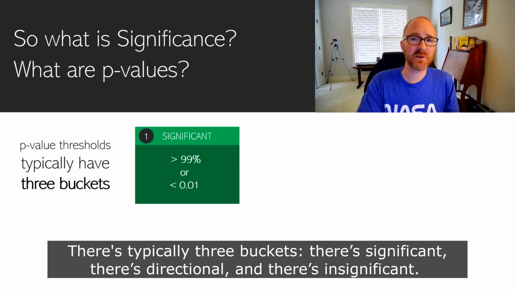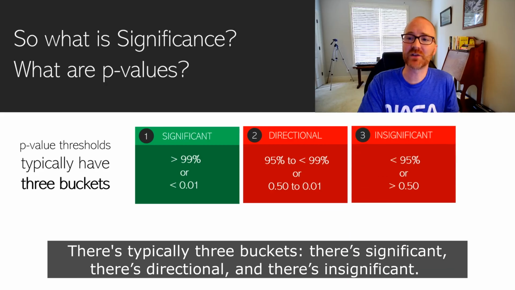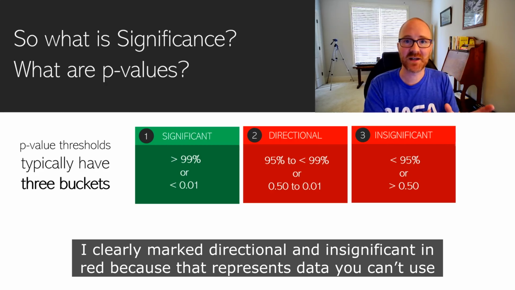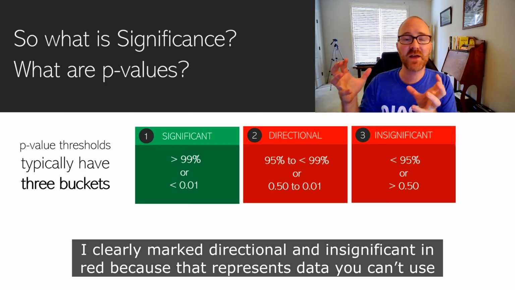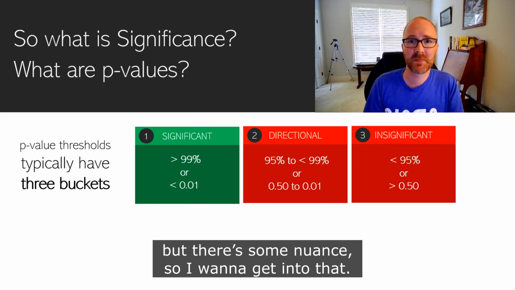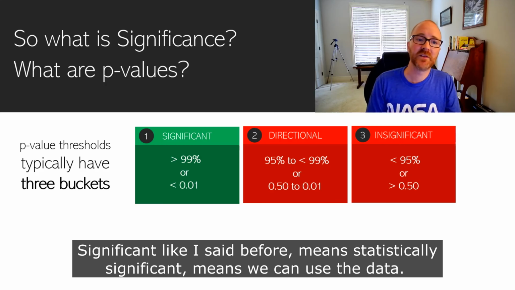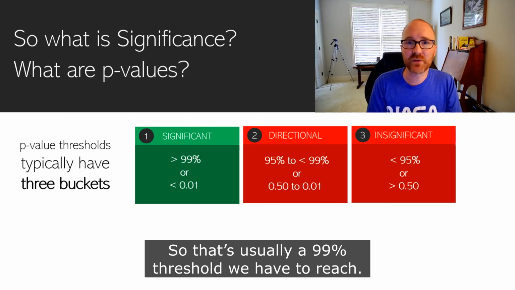There are typically three buckets: significant, directional, and insignificant. Significant is green, you can use it. I clearly marked directional and insignificant in red because that represents data you can't use, but there's some nuance, so I want to get into that. Not everybody uses directional, but some teams do. Significant, like I said before, means statistically significant, which means we can use the data, so that's usually a 99% threshold we have to reach.